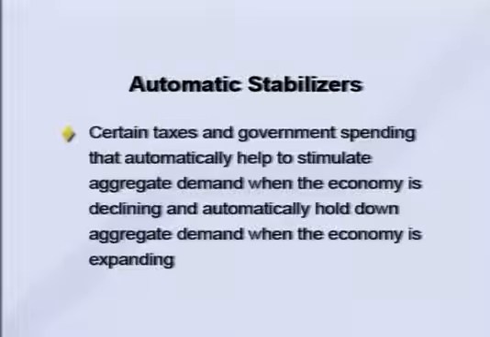The idea of an automatic stabilizer is that there are certain taxes and certain government spending that automatically help stimulate aggregate demand when the economy is declining and automatically hold down aggregate demand when the economy is expanding. So let's talk about how that would happen.